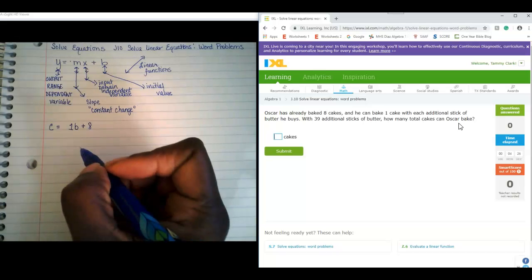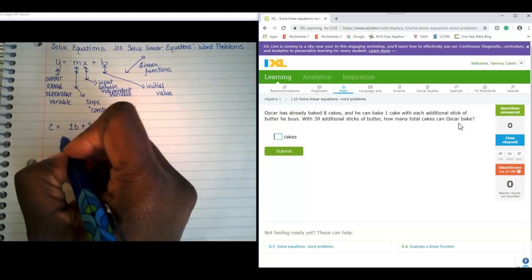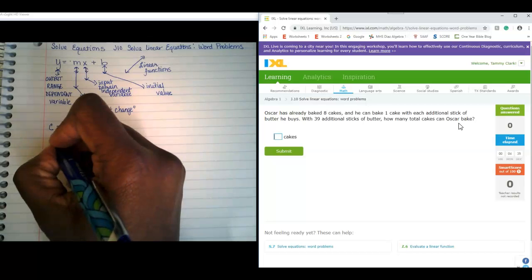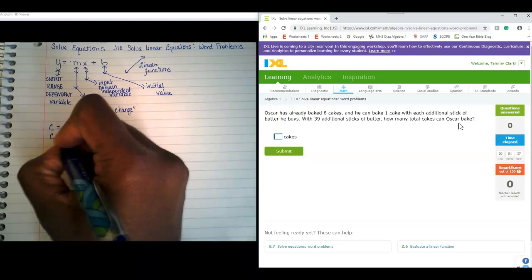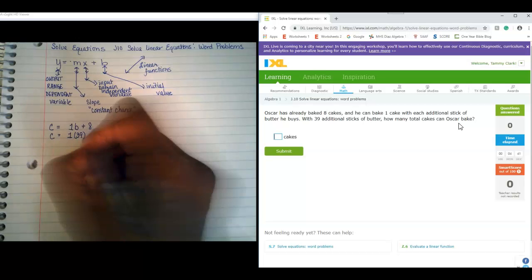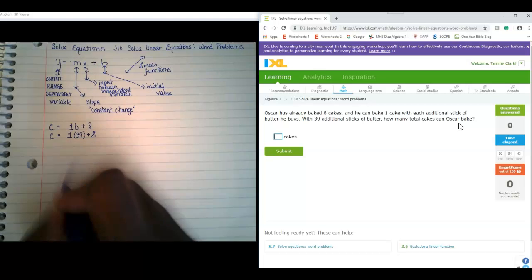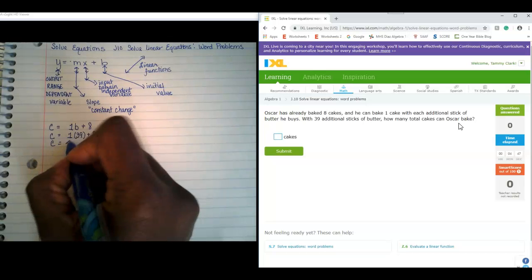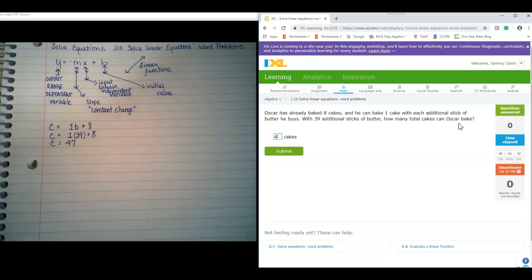And what we do know is that he is going to have 39 additional sticks of butter. And we want to know, how many cakes will he make? Well, if we replace butter with 39, and then we add the 8 cakes he's already gotten, then we know the number of cakes would be 47.